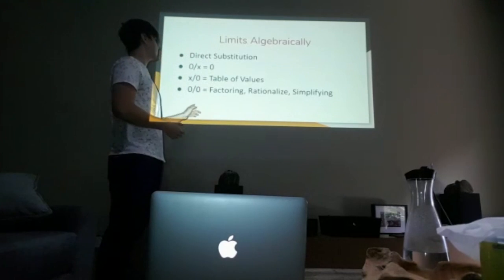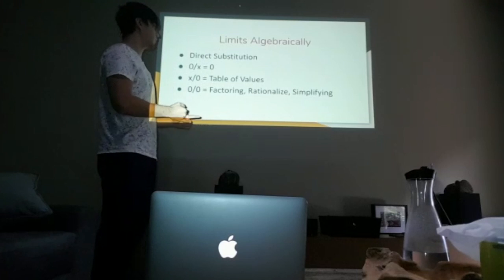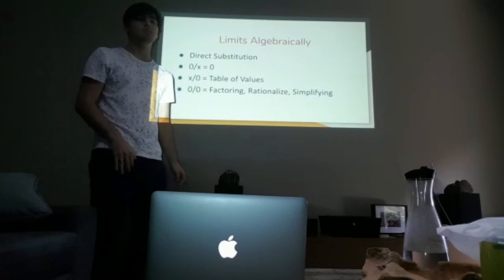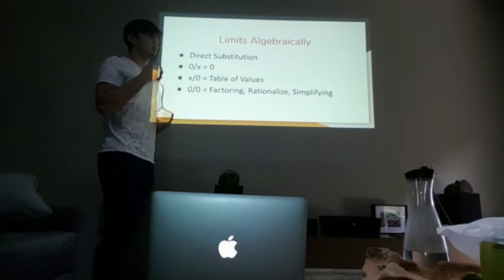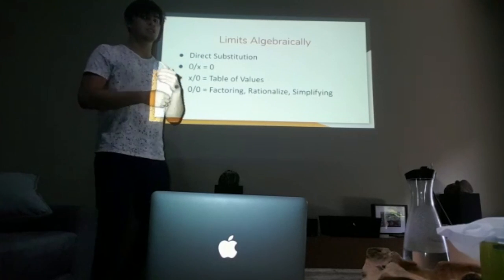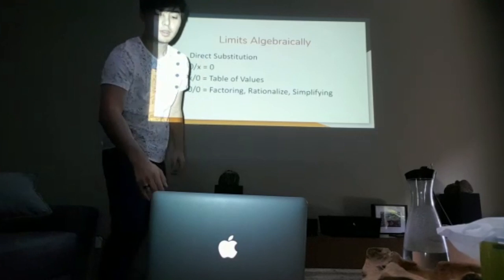If there's a case where you get 0 over 0, you will need to factorize, rationalize, or simply simplify to a form where you can replace and it gives you a specific number.